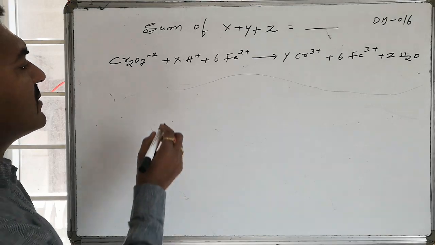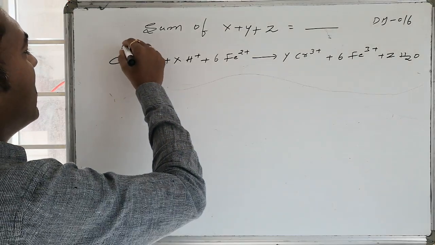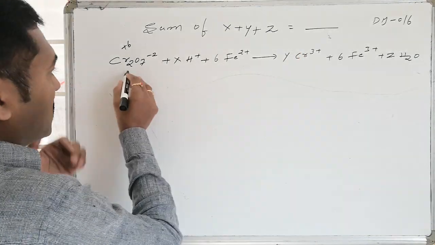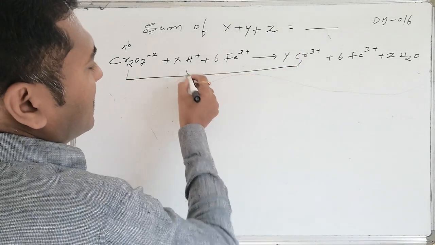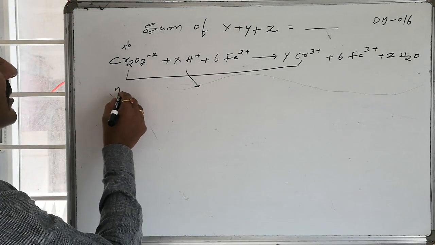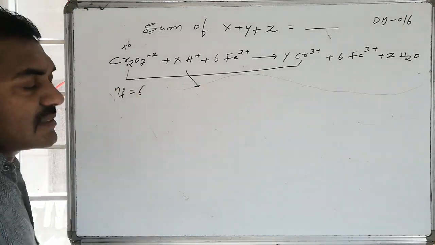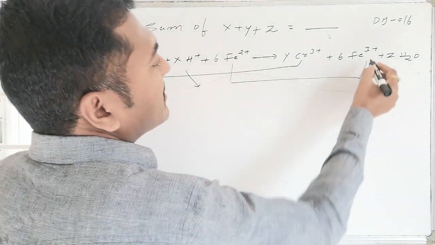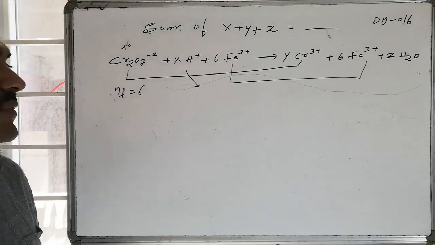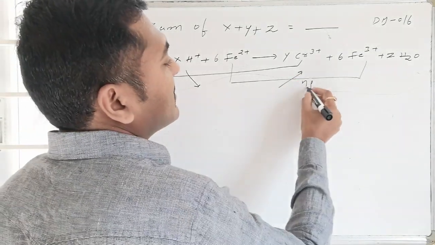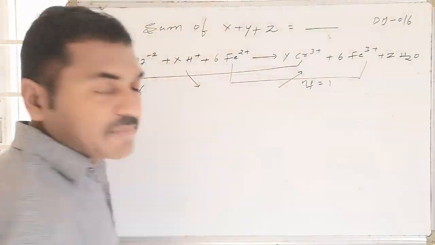On solving this, in potassium dichromate the chromium oxidation number is +6. This +6 is converted to +3. So it is undergoing a decrement in oxidation number, and for the molecule this decrement is found to be 6. Hence its n factor becomes equal to 6. Whereas Fe2+ is increasing its oxidation number by 1 unit, hence its n factor becomes equal to 1.